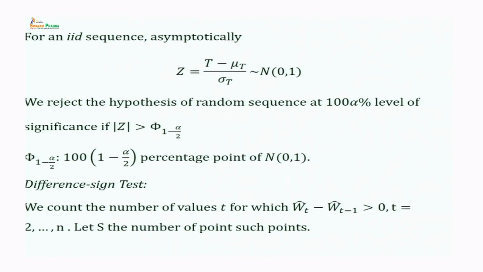For an IID sequence, if you take the statistic Z equal to T minus mu T upon sigma T, this follows normal 0 1. And we reject the hypothesis of random sequence at 100 alpha % level of significance if mod of Z is greater than capital phi 1 minus alpha by 2. Here capital phi 1 minus alpha by 2 is the 100 into 1 minus alpha by 2 percentage value of normal 0 1. So, you can easily obtain this value from the normal table, from the CDF of normal table.